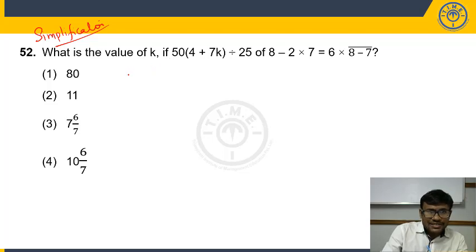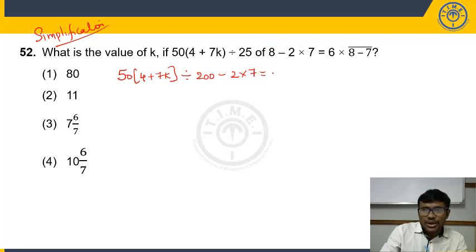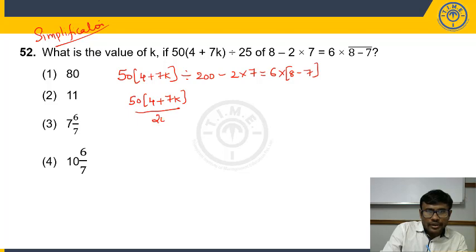So how can I write this? 50 into 4 plus 7k divided by 25 of 8. So we have to calculate the of first. So 25 of 8, that is 200, minus 2 into 7 is equal to 6 into. You have to calculate the thing that is under the bar. So bar 8 minus 7. So it is 50 into 4 plus 7k divided by 200 minus 2 into 7 is equal to 6 into 1.